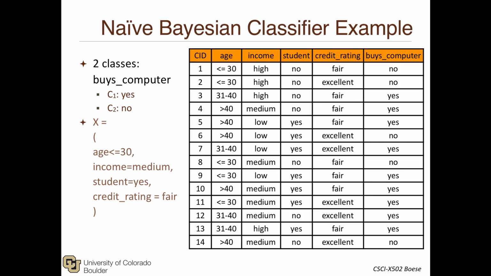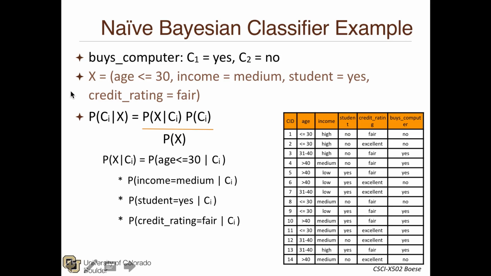So here's our example. We have the same data set we've been using, n is 14, whether or not they buy a computer. Those are our two classes, yes or no. Then we have a customer X, and we don't know whether they bought a computer yet. We're trying to predict. They're listed as age less than or equal to 30, income medium, student yes, and credit rating fair. So we want to know whether they buy a computer.